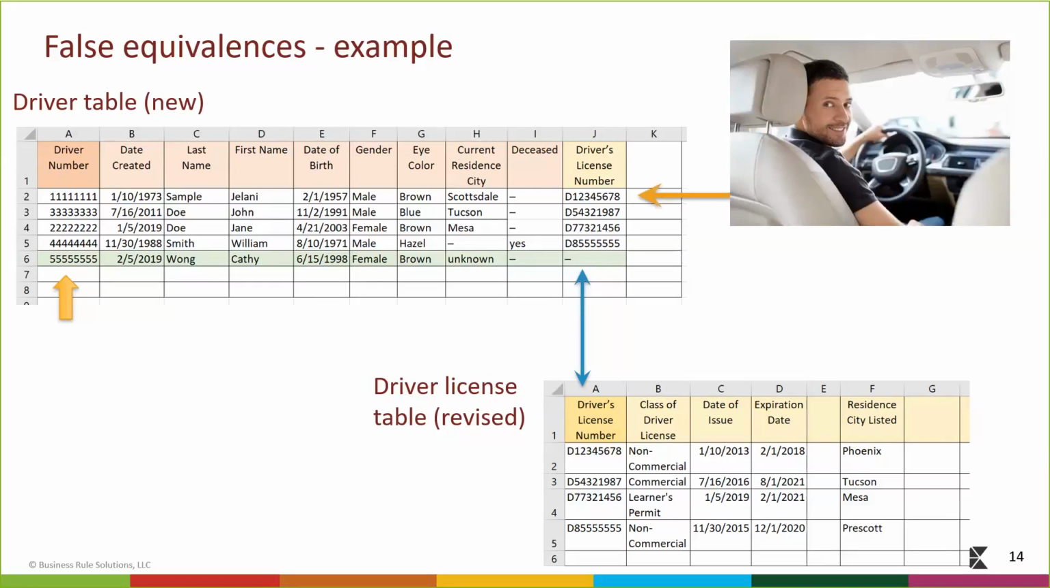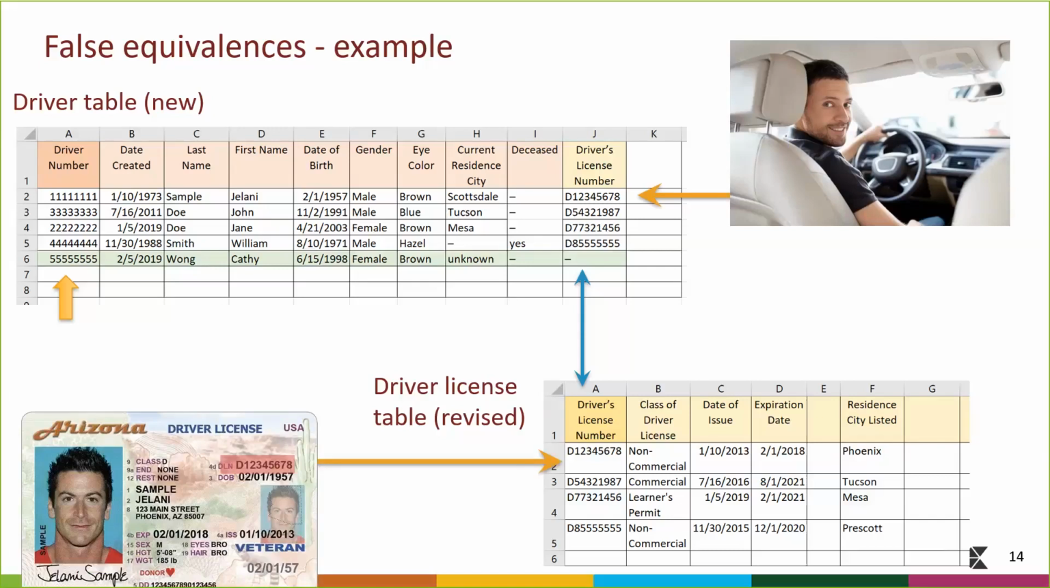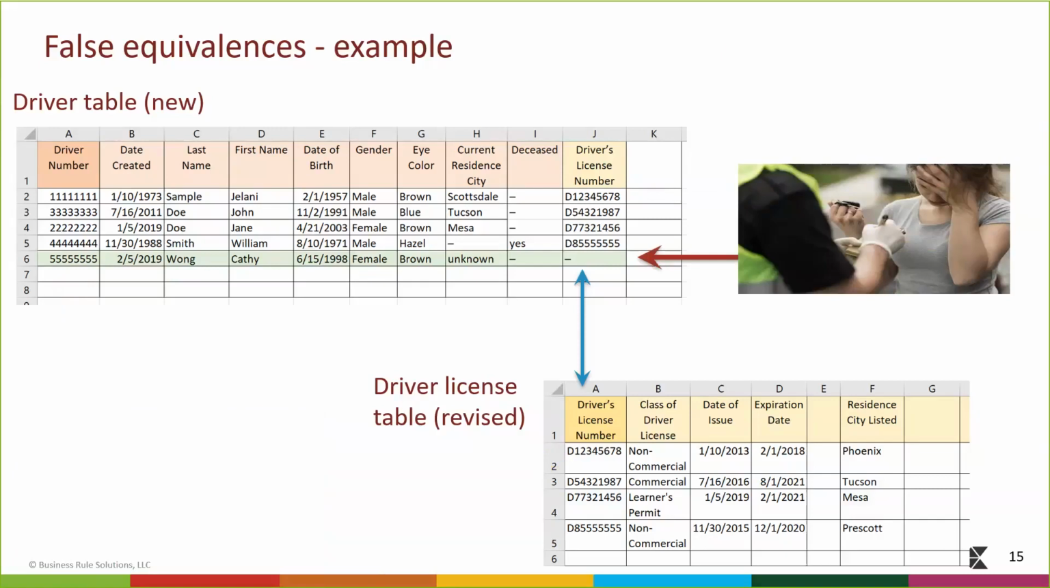Now let's look at the consequences. Here's our data for our guy, Mr. Sample, sitting in the driver table, because yes, he is a driver, but it's also linked to his driver's license data in the driver's license table. And we've kept those two things separate because they are not the same thing. Now, some observations about this data design. First, our unlicensed driver, Miss Wong, the Phantom, appears only in the driver's table, which is correct because she has no driver's license.